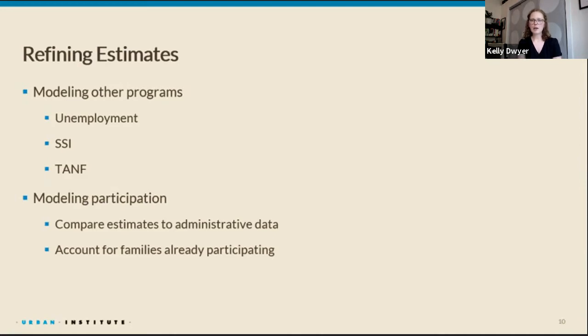A final refinement that we make to our estimates is to actually model participation in the CCDF program. And this is because, as I mentioned before, families who are already participating in the program are subject to a higher income eligibility limit. And if we were excluding those families from our eligibility estimates, we would be underestimating the total number of families who are eligible across the state. And that wouldn't be able to provide Wisconsin with the full picture of who is eligible and maybe already participating in the program in their state.